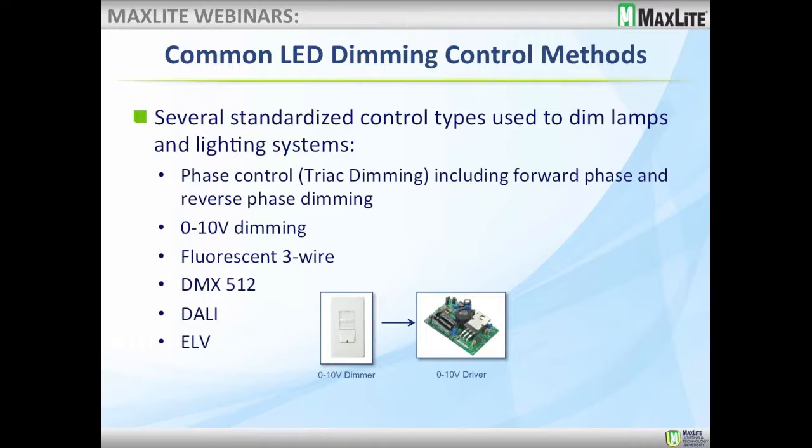And then electronic low voltage dimming, which is used in low voltage situations where you have perhaps a transformer leading to some track lighting that operates at a lower voltage, and the dimmer is tuned to work well with a transformer like that.